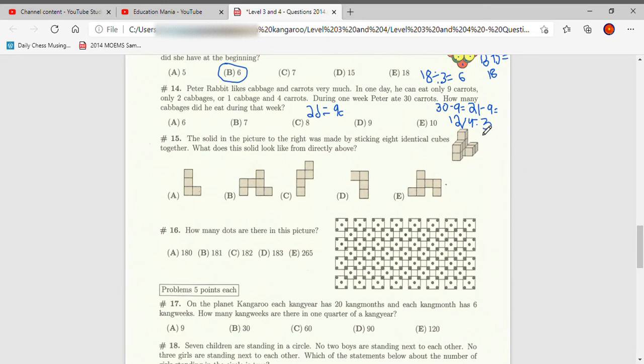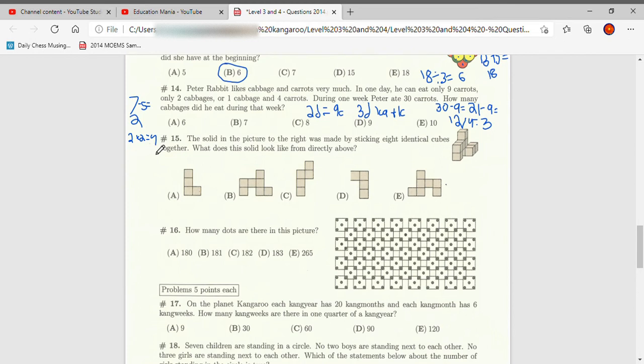So for 3 days, he ate 1 cabbage plus 1 carrot. So cabbage will be CA and carrot will be C. That means since there's 7 days in a week, and we've done 3 plus 2, which is 5. So 7 minus 5 equals 2. So for 2 days, he ate 2 cabbages. So 2 times 2 equals 4.